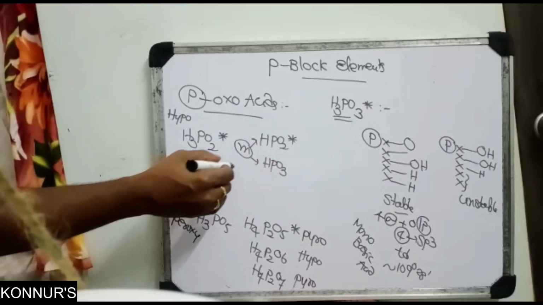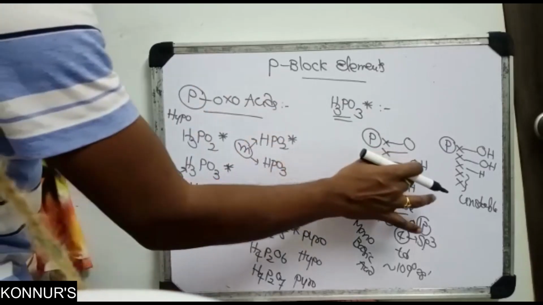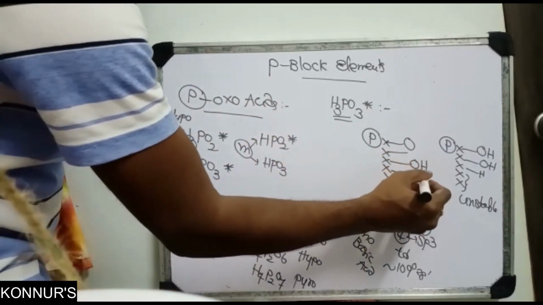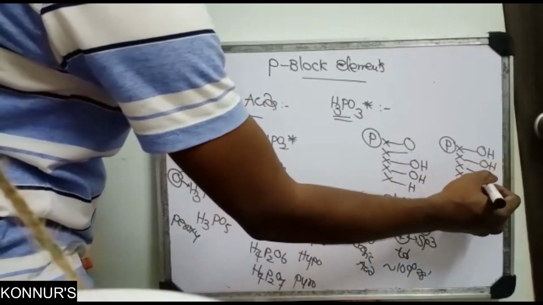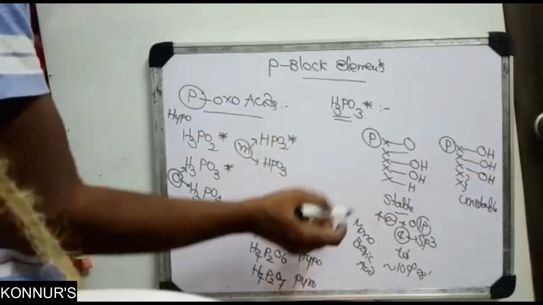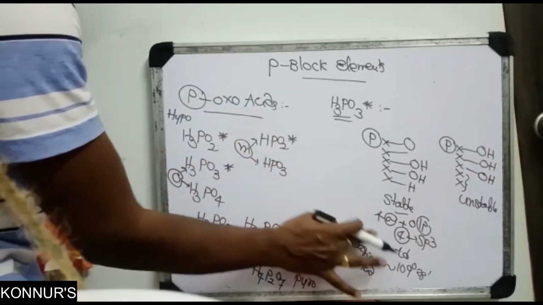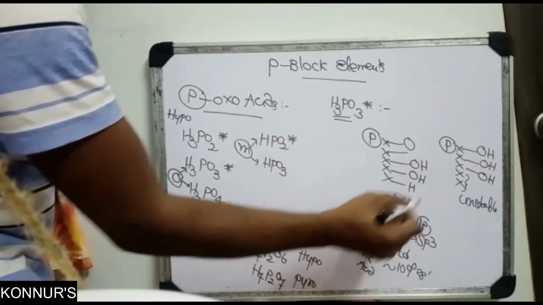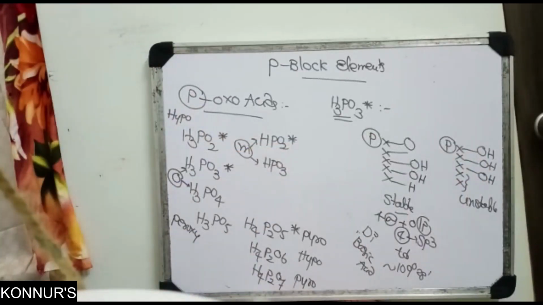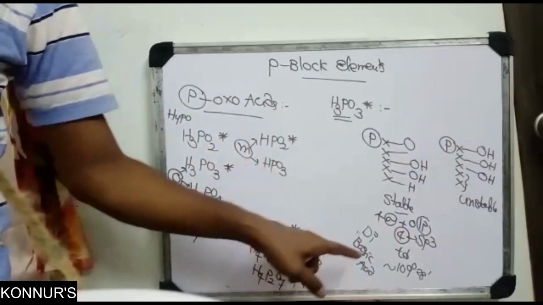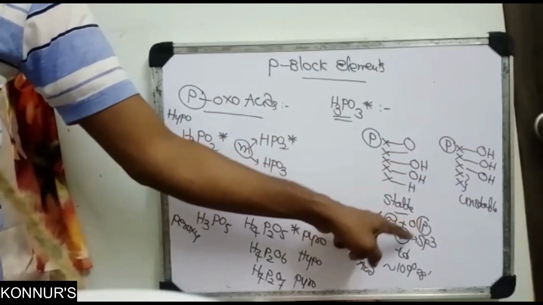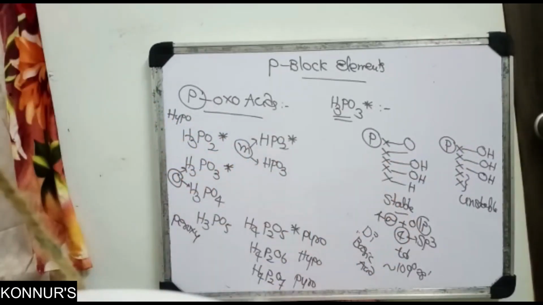Next, H3PO3, orthophosphorus acid. Here, instead of hydrogen, you put one OH. The unstable one has 3 OHs. The stable one is a dibasic acid, while the unstable one is a tribasic acid. So here you get 2 salts; 3 salts are also possible, but that is unstable. Lone pair is not there, so the same structure is possible. Next, H3PO4.